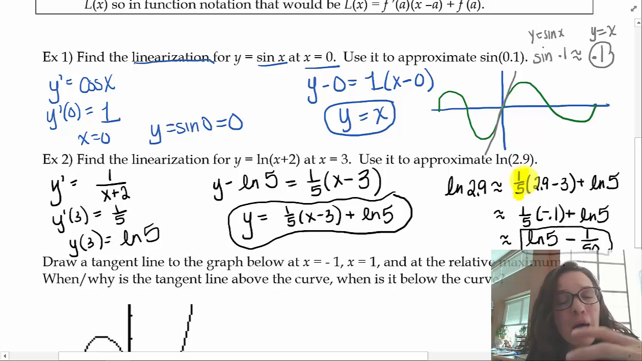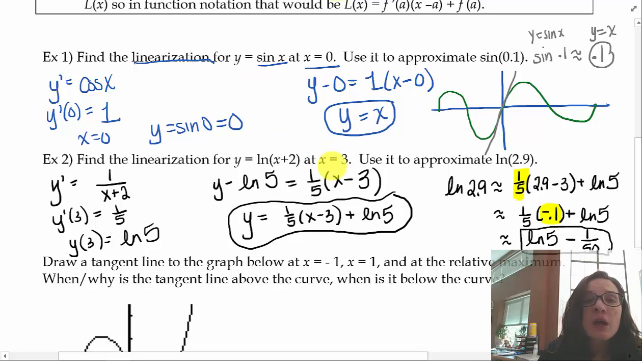Well, I'm not going from 3 to 4. I'm going from 3 back to 2.9, which means if I'm supposed to go up 1/5 every time I move up 1, I'm now going to only go down 1/10 of that, because I'm only moving 1/10 instead of 1 whole unit in terms of x.